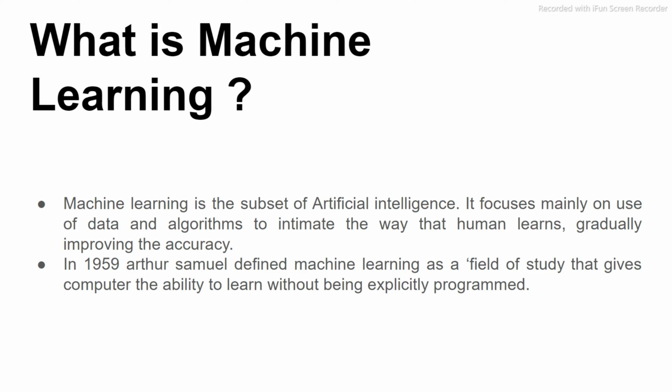In simple words, we can explain machine learning is a subset of artificial intelligence. It focuses mainly on the use of data and algorithms to imitate the way that humans learn, gradually improving the accuracy. Machine learning algorithms use historical data to predict new outcomes or output values.